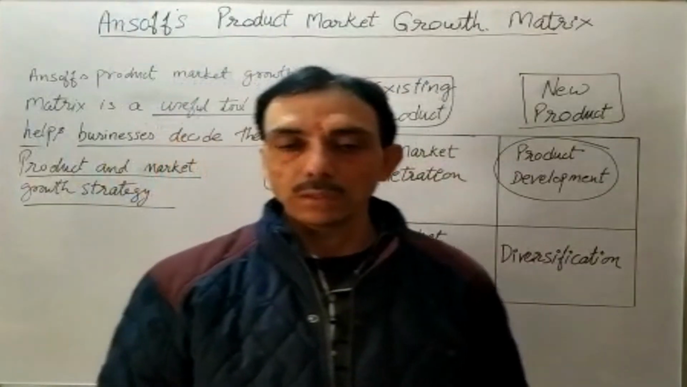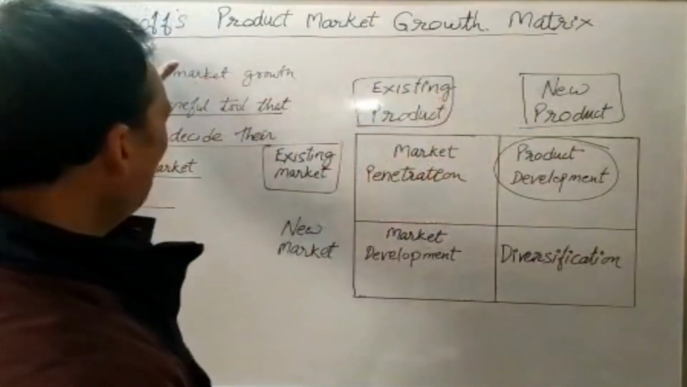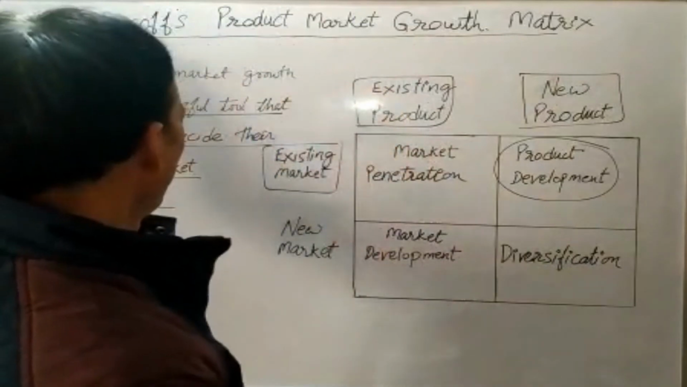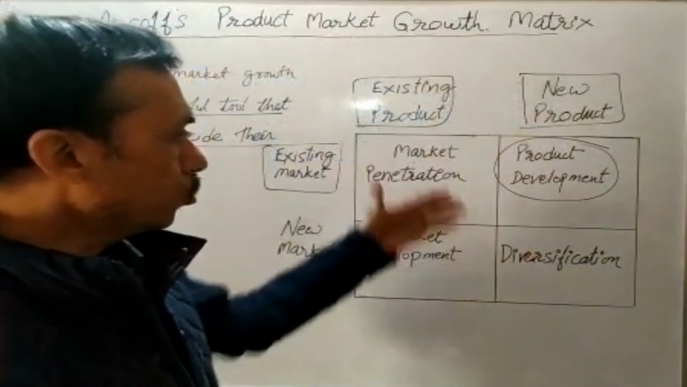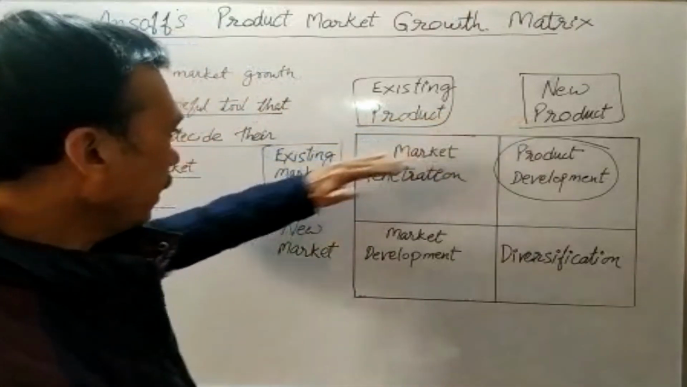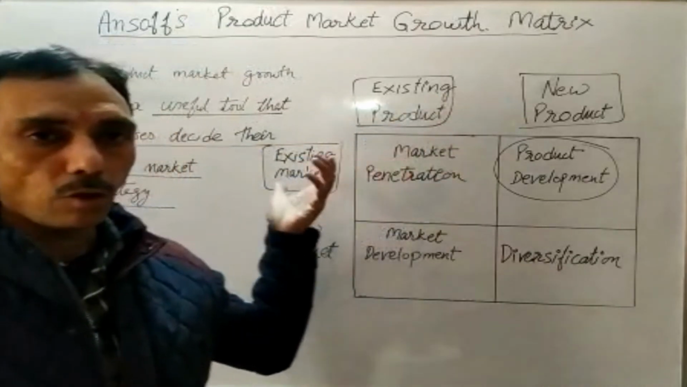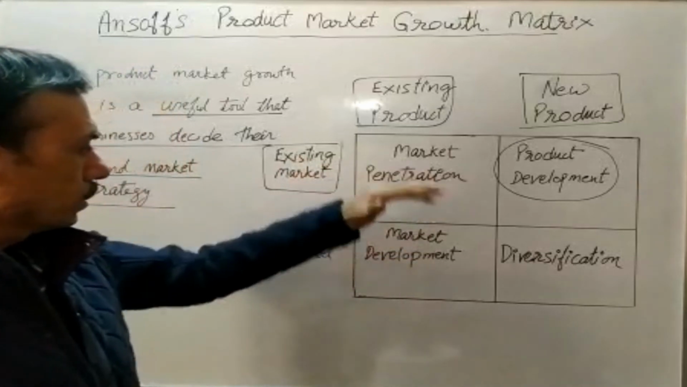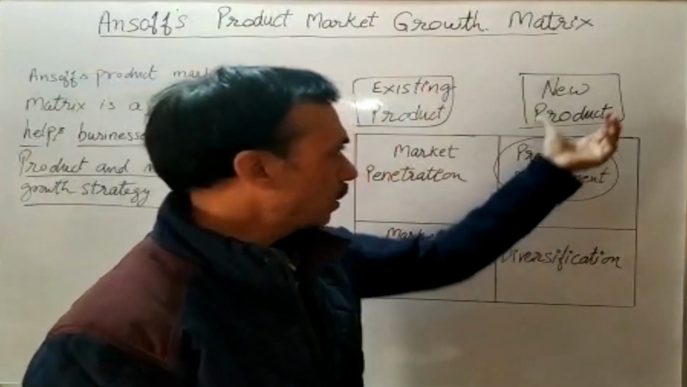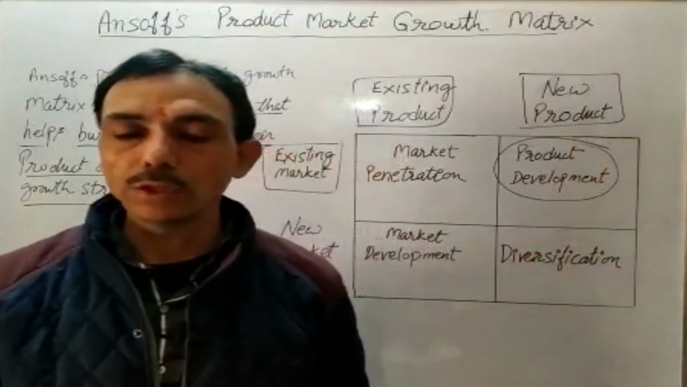So in this video, we learned about the Ansoff Product Market Growth Matrix. Just recall, the Ansoff Product Market Growth Matrix is a 2x2 matrix with existing product, new product, and existing market and new market. Market penetration means existing product offered in the existing market. Market development, existing product, new market. Product development, new product, existing market. And diversification, new product and new market.